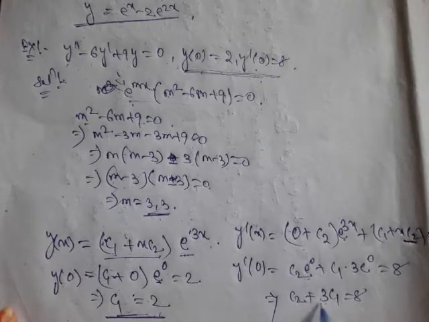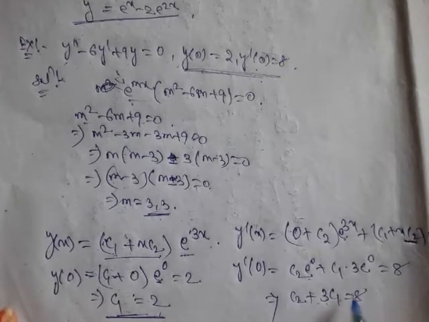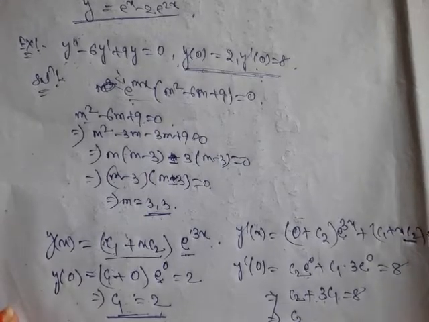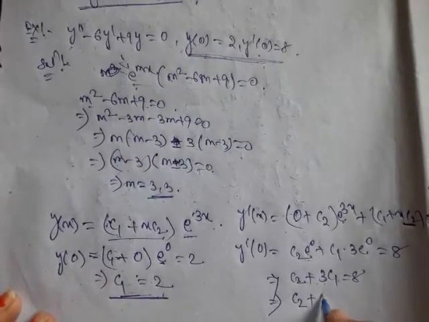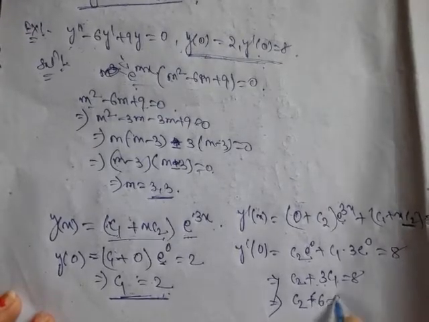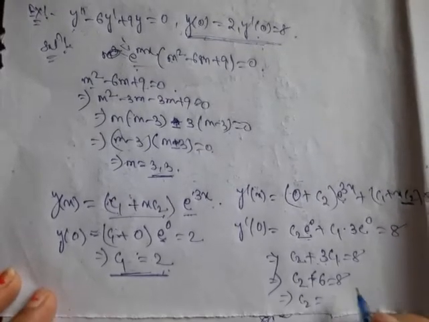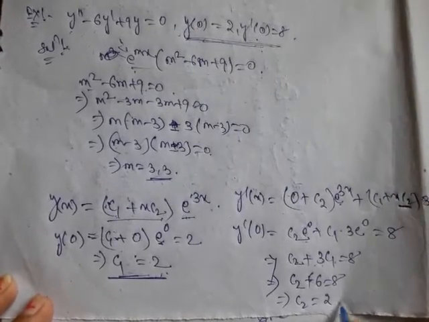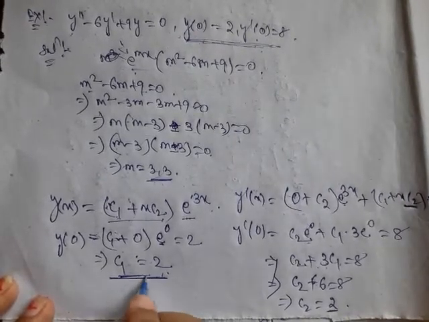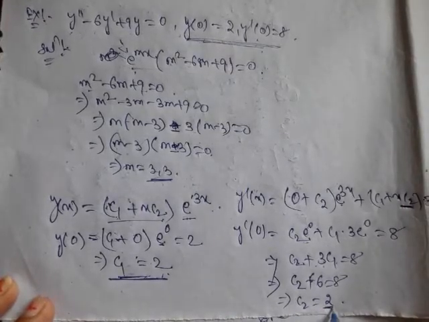Okay, so c2 plus 3c1, e to the power 0 is 1, equals to 8. So here c1 is 2, so put the value of c1, that is 2. 2 into 3 is 6, equals to 8. So c2 equals to 8 minus 6 is 2. Okay, so here we find c1 is 2 and also c2 is 2.